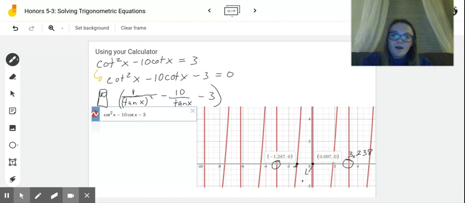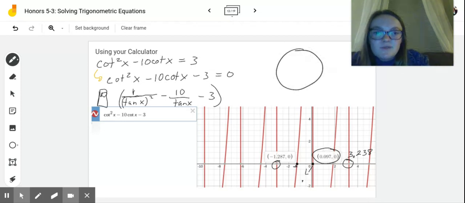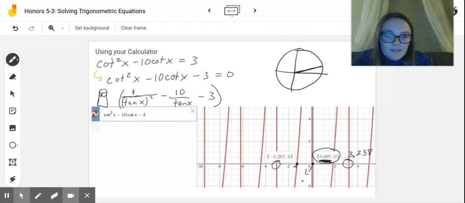What's really awesome about Desmos is that it can give me a bunch of solutions without having to use that whole inverse trig thing that has been making our lives a little bit difficult. I'm going to start off with this 0.097. On my unit circle, I want cotangent to have its first output in the first quadrant. It's going to be positive here. So one of my first solutions is this really tiny 0.097 radians.